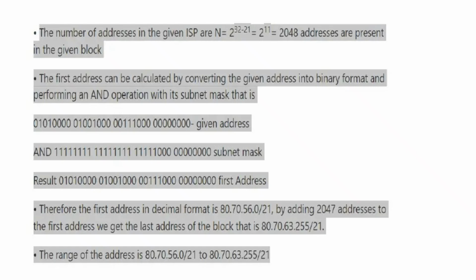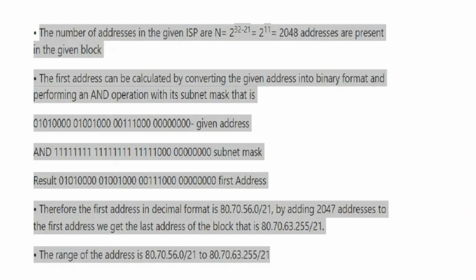So the number of addresses in the given ISP, that is capital N, is equal to 2 power 32 minus small n. Small n here is equal to 21. So 2 power 32 minus 21, you get 2 power 11, that is 2048 addresses in the given block. The first address can be calculated by converting the given address into binary format and performing the AND operation. This is the second method which I explained in part 1 of this section.